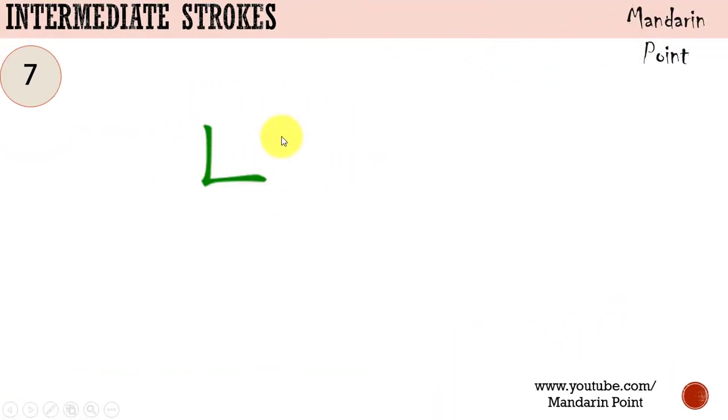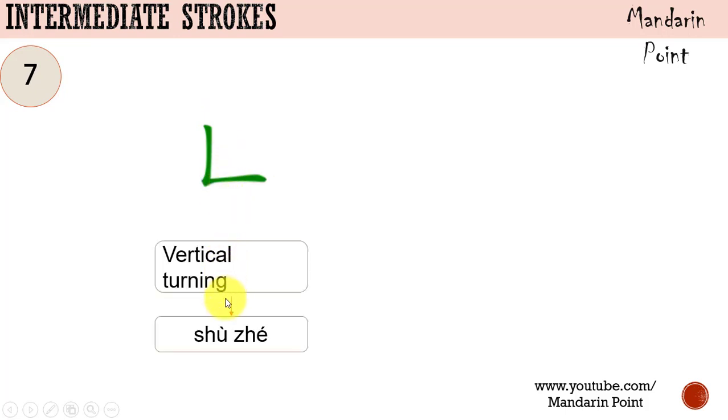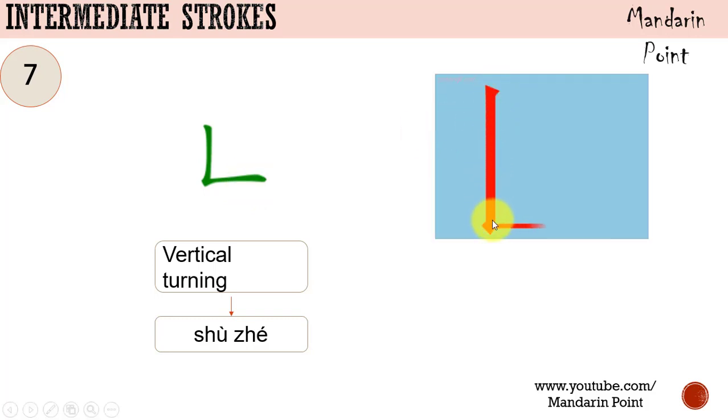It is also very simple. A vertical stroke with a sharp angle or with a right turn, it is known as vertical turning, or in Chinese we call it shu chu. Chu is representing the right turn, a sharp turn. Writing it is also very simple, just a vertical stroke, a sharp turn to it.